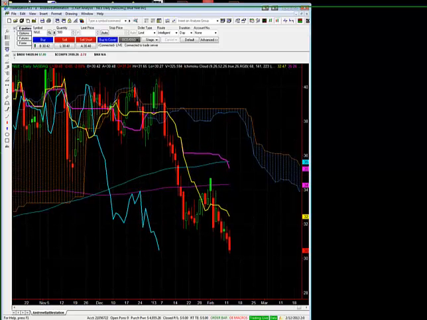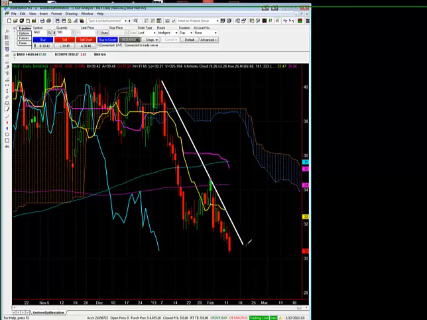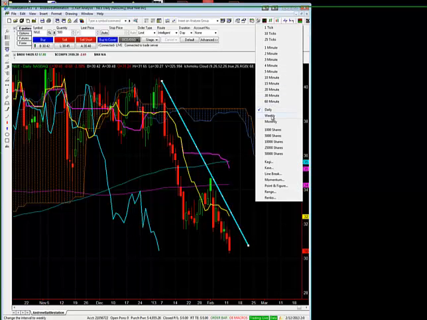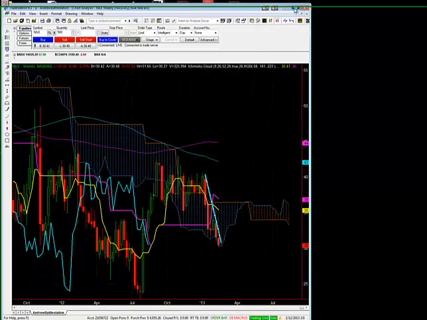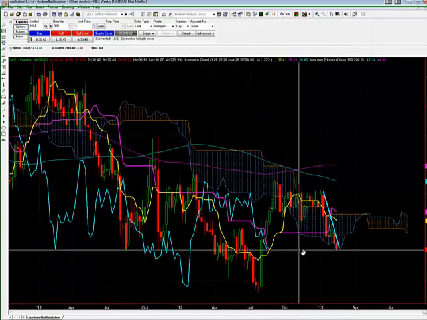NILE has sold off from 40 to 30. I think this stock is headed way lower. Let me pull up the weekly chart. I think it could hit possibly $25.